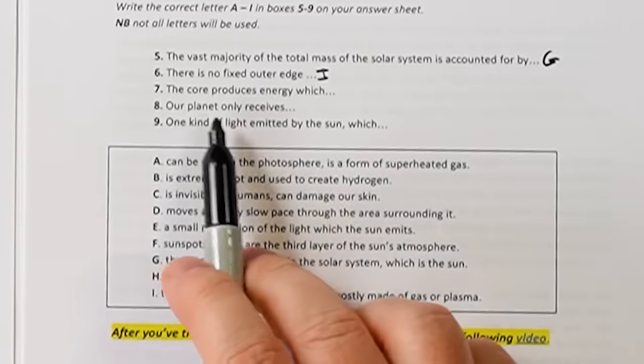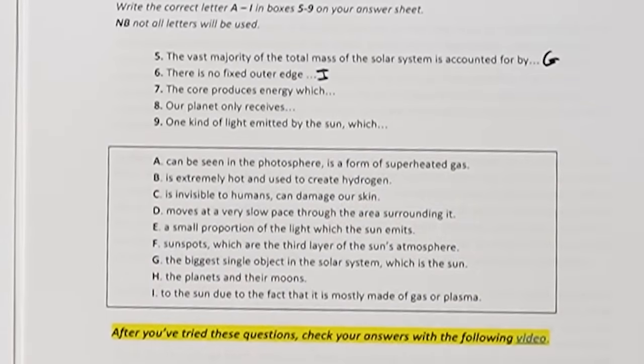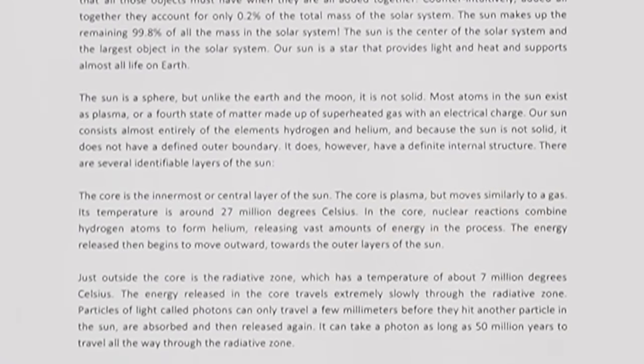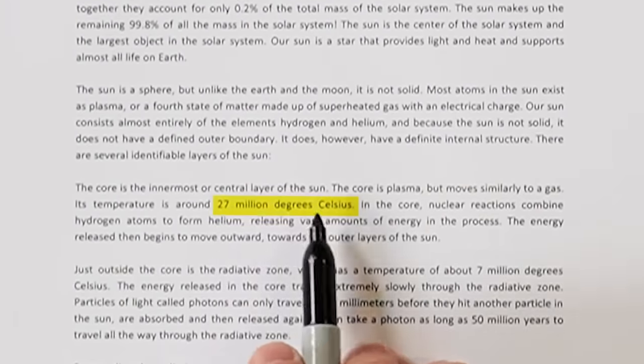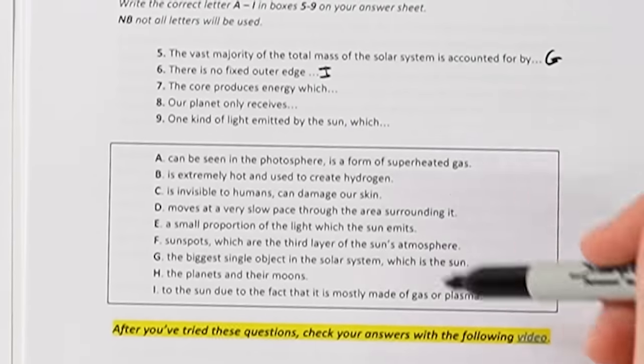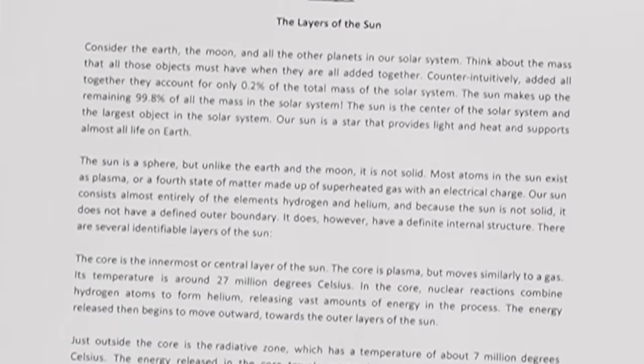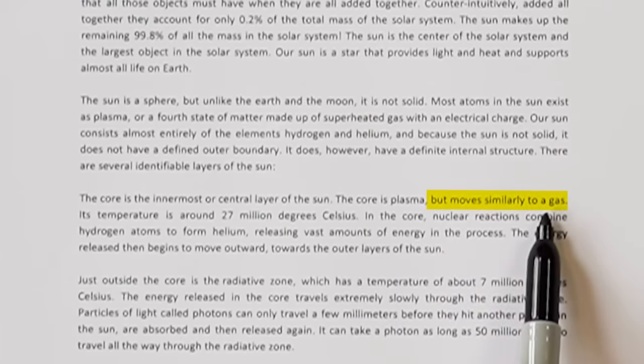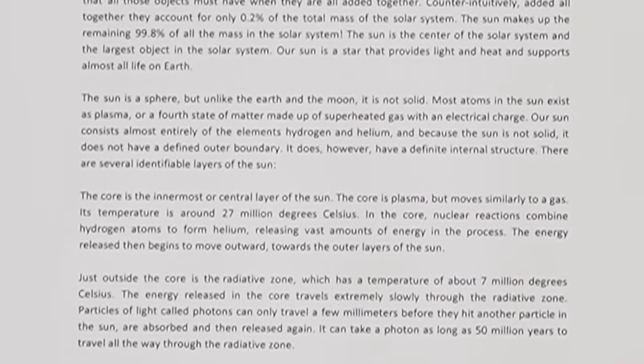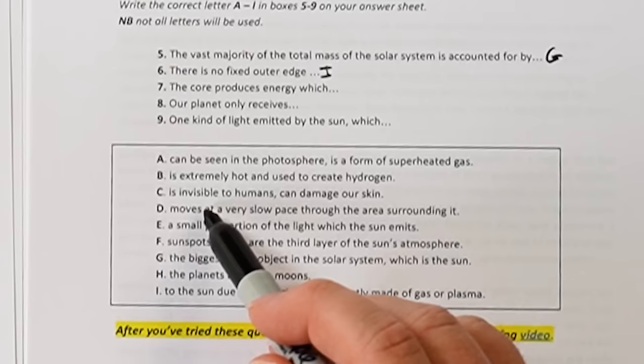The core produces energy which is, could be which verb, which powers. So it could be describing it, it could be talking about what it does. Let's have a look for the core. So we know the core is here. So it might be talking about which is 27 million degrees Celsius. We look back here, is there anything talking about how hot it is? No, so we need to go back there. It moves similarly to a gas. So it might be talking about moving. Moves, D, moves.